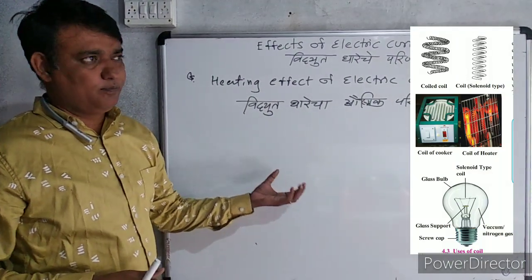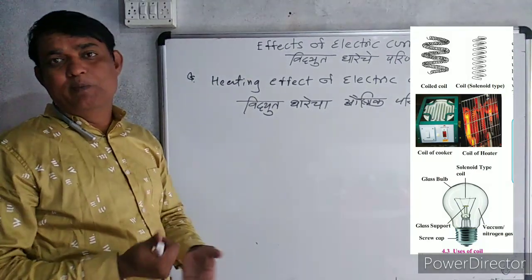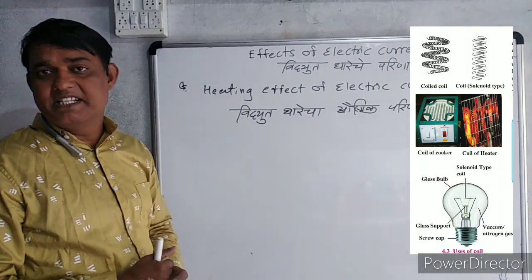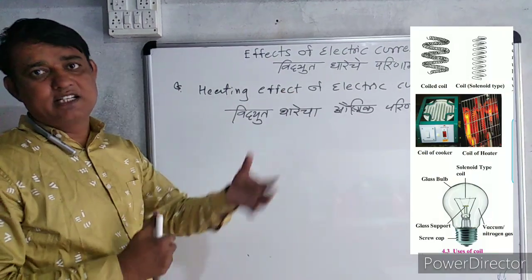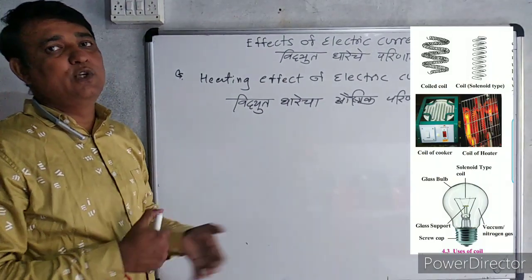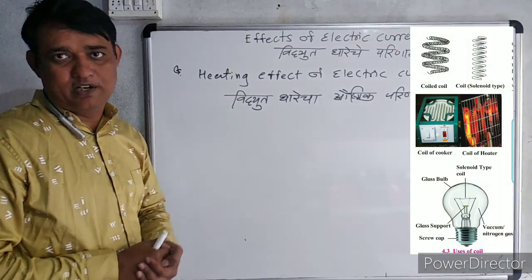Suppose in a water boiler, nichrome is used. Nichrome has very high resistance, so it provides a large amount of heat, and that heat is used to heat the water.